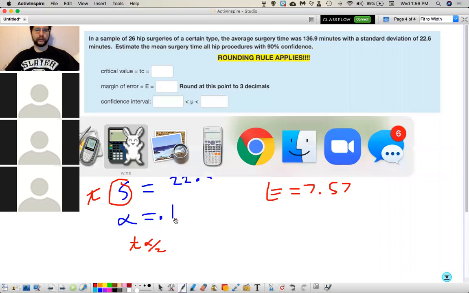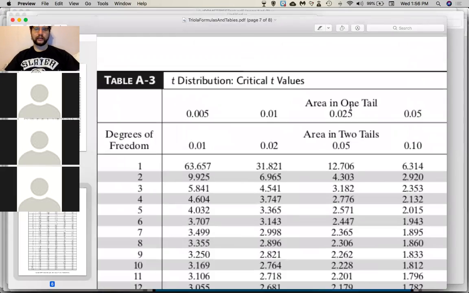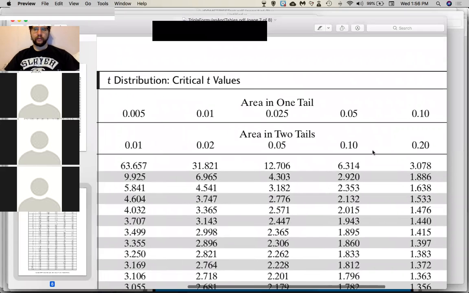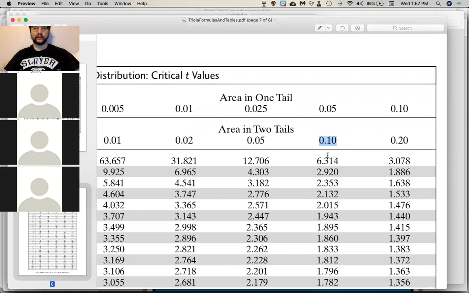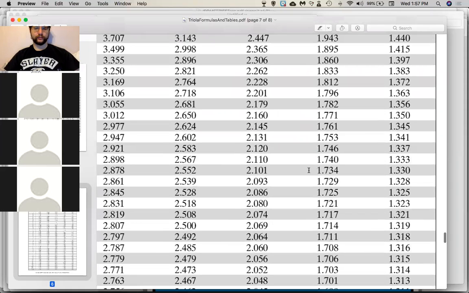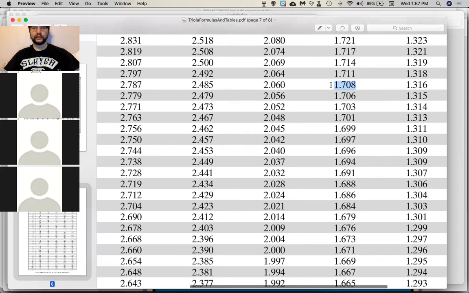0.05. Well, if we look at it, our particular chart has area in one tail, area in two tails. So you'd look up 0.1 and 2 tails. But if you're using a different chart that doesn't have this split up, the area in one tail would be half of that, 0.05. That tells us we're looking in this second to last column. N is 26. That means we're looking for 25 degrees of freedom. Right here, second to last column is 1.708.